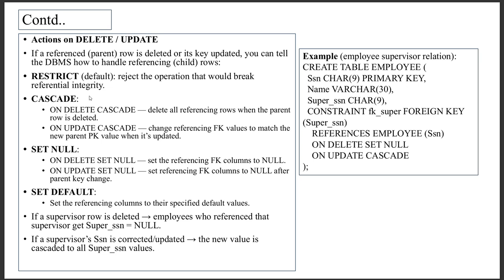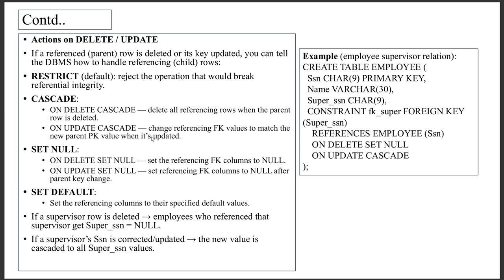Cascade. There are two types of cascade. One is on delete cascade, another one is on update cascade. On delete cascade, delete all referencing rows when the parent row is deleted. Means in the parent table, if I am deleting a particular row, in the child table, all the rows referring to that deleted parent row should be deleted. Now on update cascade means change referencing FK values to match the new parent PK value when it is updated. Means I am just updating the foreign key values to match the new parent.